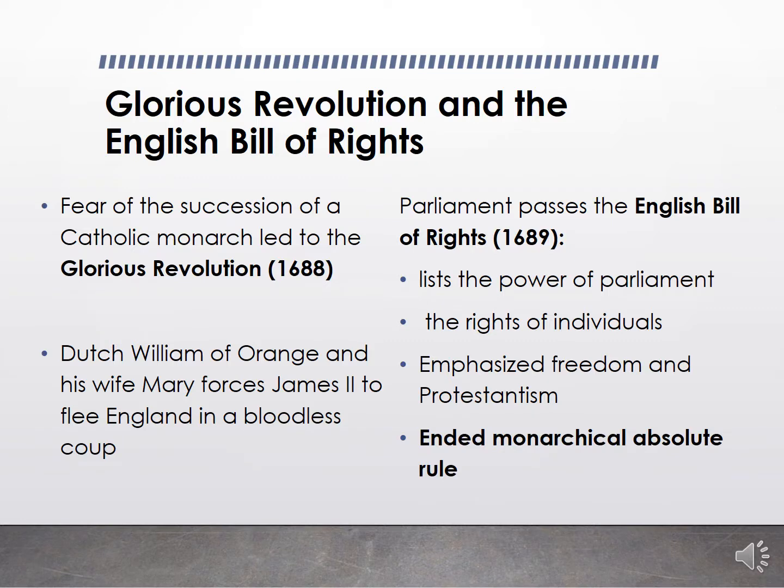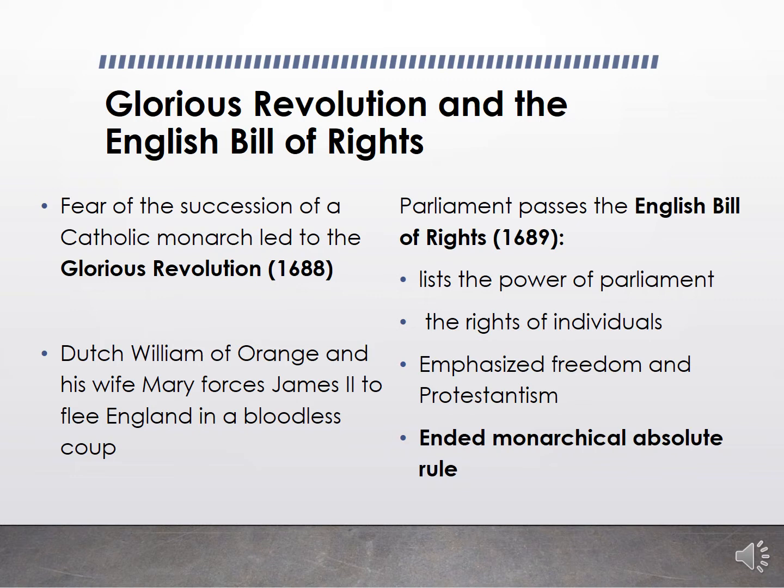Okay, so now we're going to turn to talking about the Glorious Revolution and the English Bill of Rights. So, the Glorious Revolution was the forced overthrow, the forced coup, essentially, of King James II. And the reason why he was overthrown is his wife had given birth to a potential Catholic heir to the British throne. And there had been religious conflict in England for quite some time between the Protestants and the Catholics.